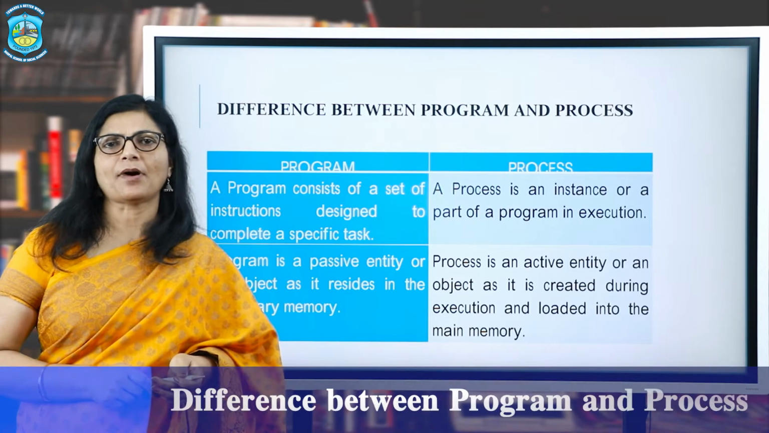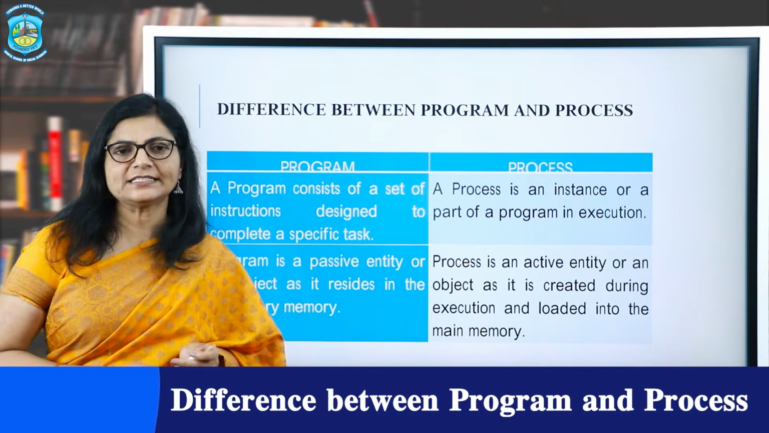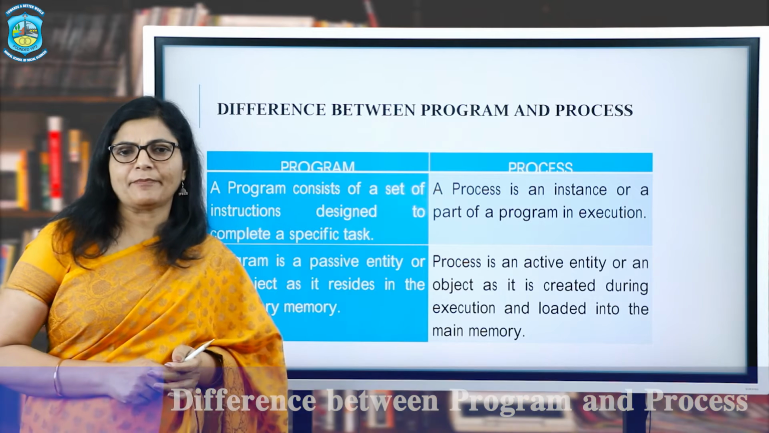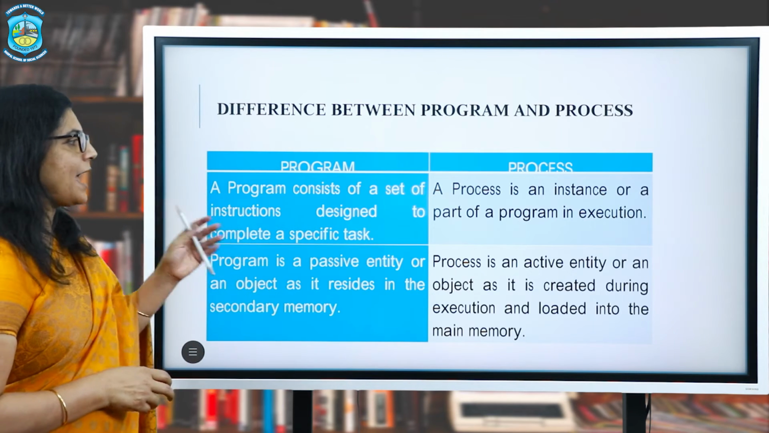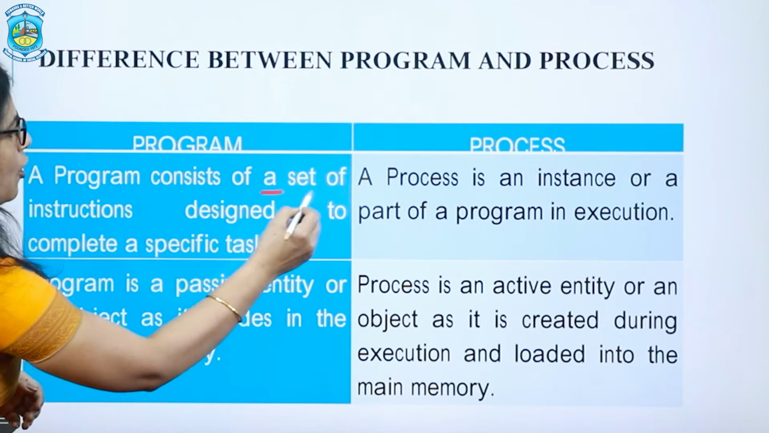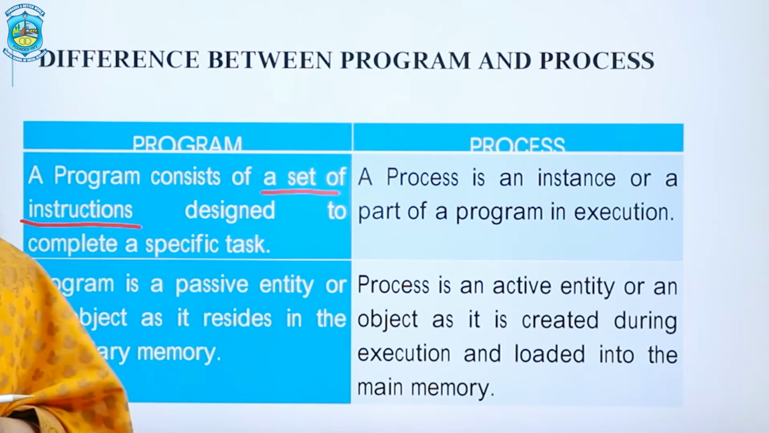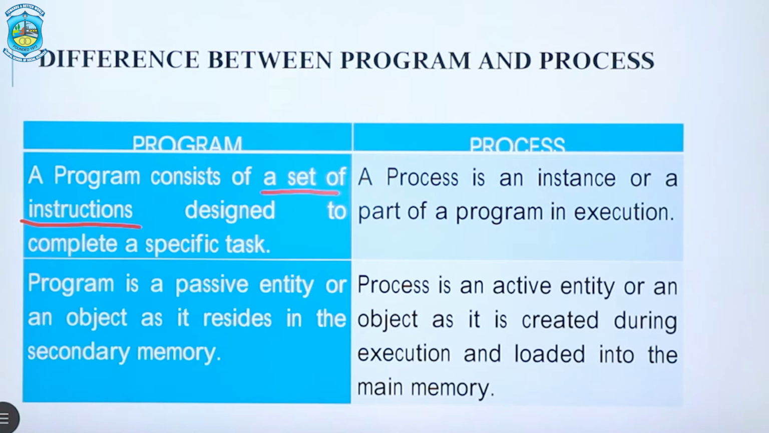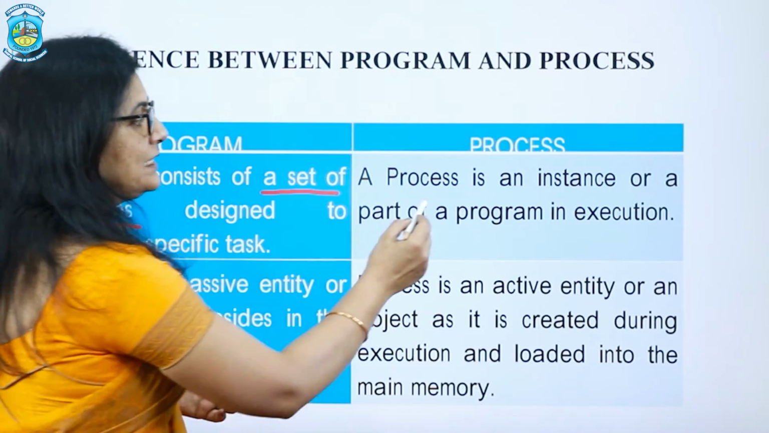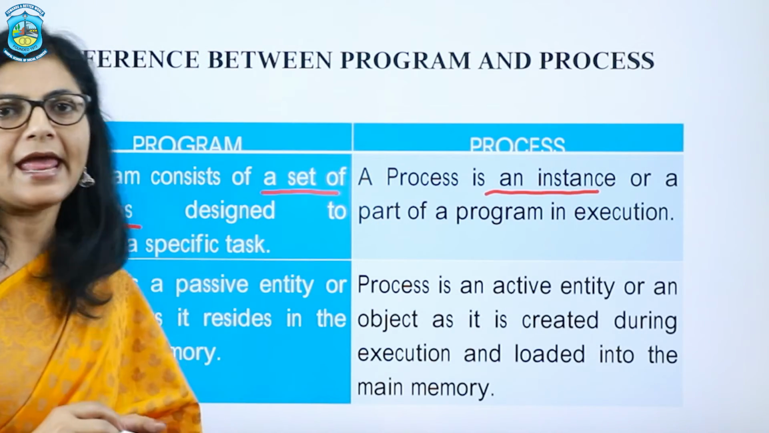Although the process is a part of a program, still there are some differences between them. Let's see the comparison between program and process. The very first difference between the program and process is that a program consists of a set of instructions designed to complete a specific task, whereas a process is an instance or a part of a program in execution.